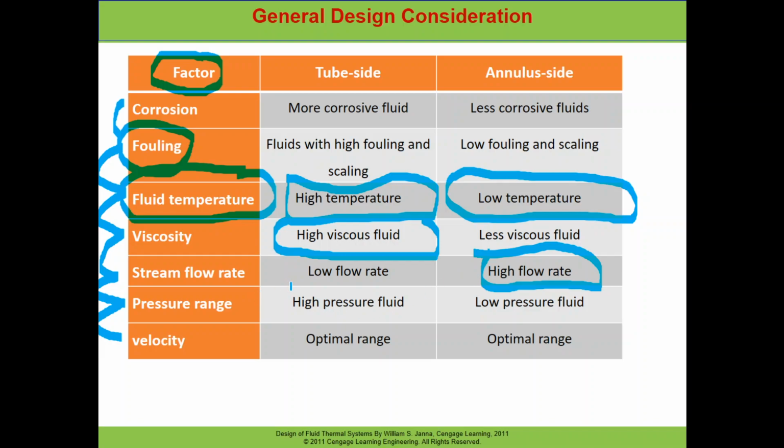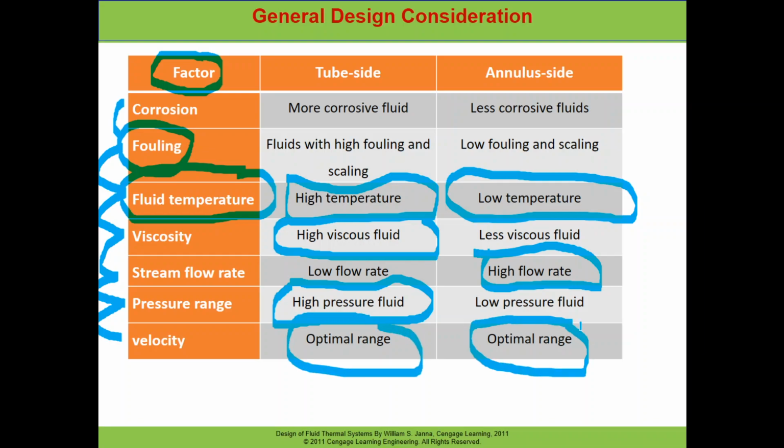Pressure range. If the fluid is under high pressure, then it should be put inside the tube for safety reasons. So it will have the outside fluid as well as the pipe outside the tube to protect it. And the velocity. Whether it is on the tube side or the annulus side, in both cases the optimal velocity condition should be maintained.